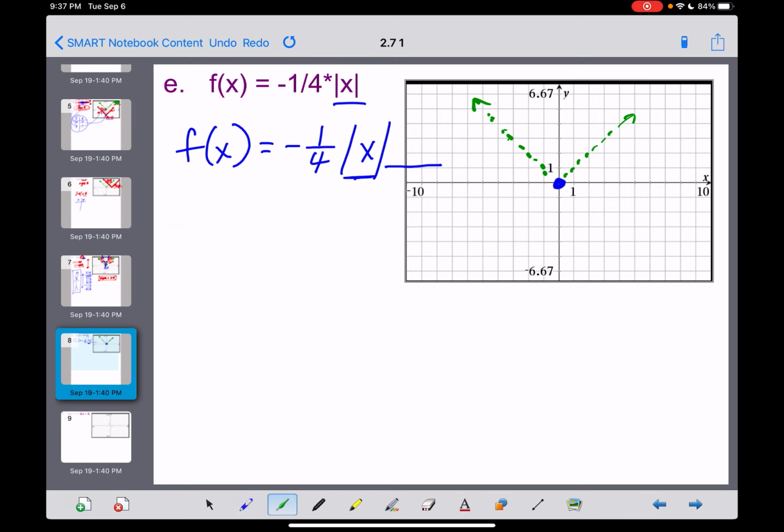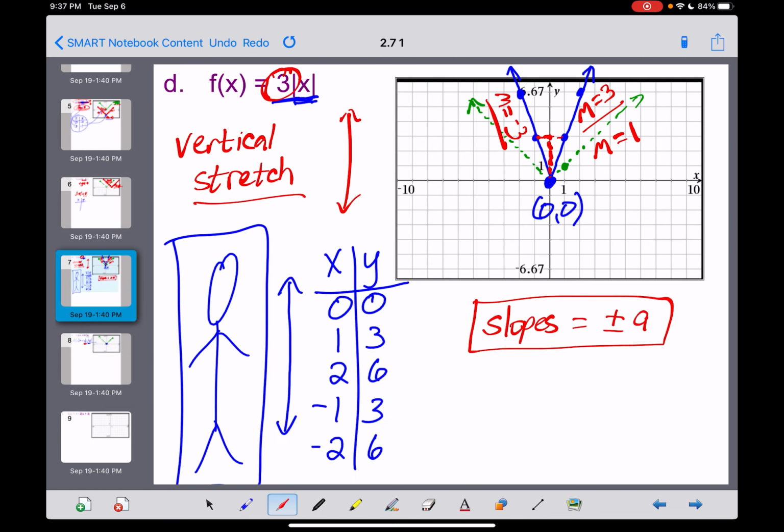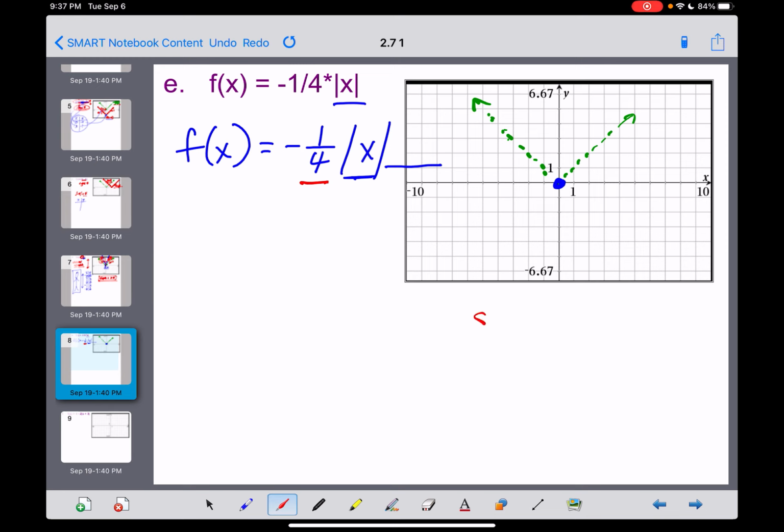First of all, we have a coefficient out in front of this absolute value of 1/4. If we go back to the last example, the coefficient of 3 meant that our slopes here were positive and negative 3. Now in this example, our slopes are going to be plus and minus the coefficient right here of 1/4. The other really interesting thing, though, that we have not dealt with in any of the previous examples at all, you guys, is the fact that this coefficient out here is negative.